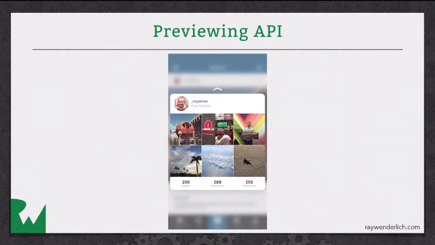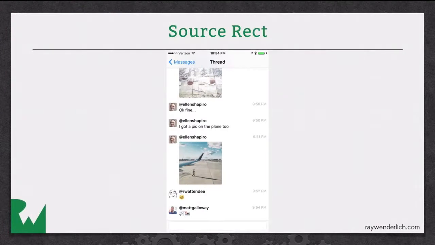On Instagram, the preview that we display to the user when 3D touching on a user profile looks something like this. We specifically built a UI view controller for Peek, but you could just use your own user profile view controller in the Peek. Another aspect of the Peek and Pop API is the source rect.